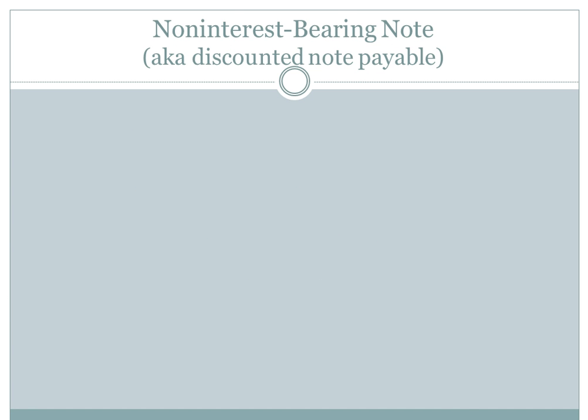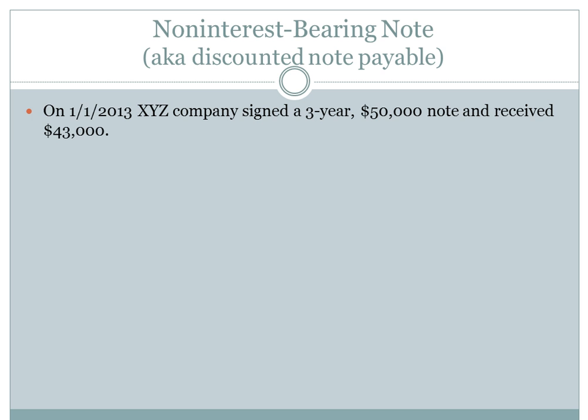Now let's move on to an example of a non-interest bearing note, or what is sometimes known as a discounted note payable. So we're going to take the same company and the same basic financial arrangement. On January 1st, 2013, XYZ company signed a 3-year $50,000 note and received $43,000 of cash for it.